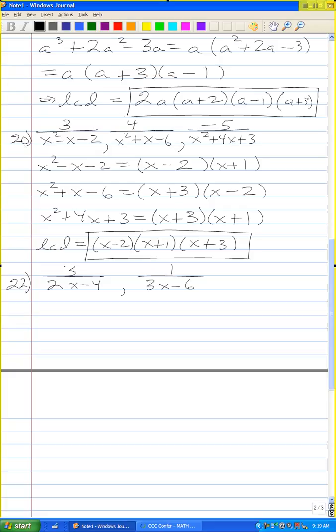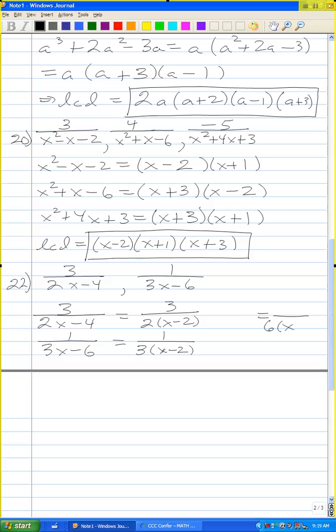So first, let me write the first rational expression as well. Let me factor the denominator as much as I can. Well, I notice that there's a 2 in common in the denominator, so let me factor out a 2. What remains is x minus 2. Similarly, I have 1 over 3x minus 6, so let's factor out a 3 in the denominator. So I get 1 over 3 times x minus 2. And so the least common denominator in this case is 6 times x minus 2.